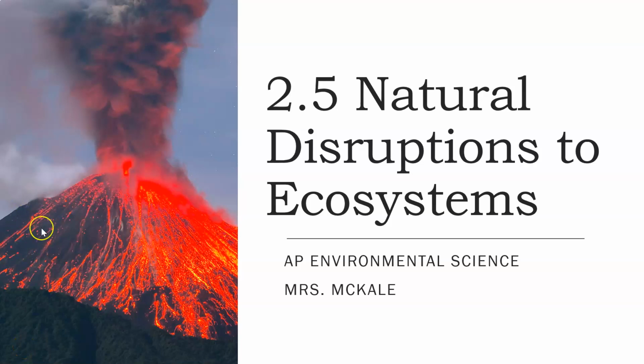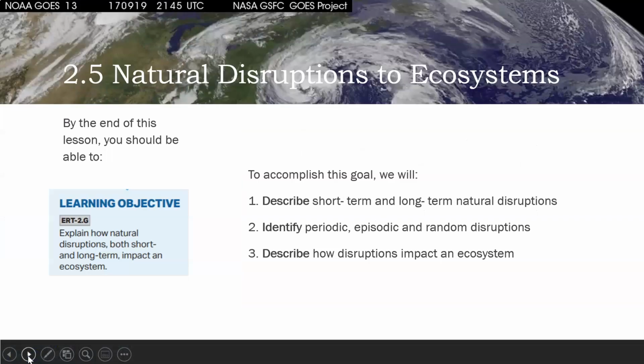Welcome back. We're going to talk about 2.5 natural disruptions to ecosystems. By the end of this lesson, you should be able to explain how natural disruptions, both short and long-term, impact an ecosystem. So we're going to do this by describing what short and long-term natural disruptions are. We're going to identify them as periodic, episodic, and random, and describe how disruptions can impact an ecosystem.